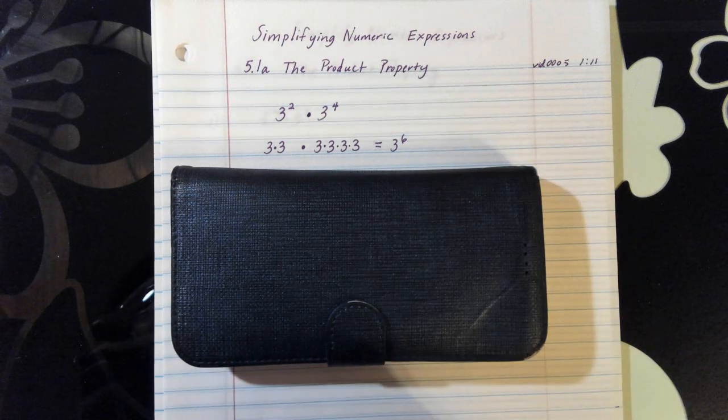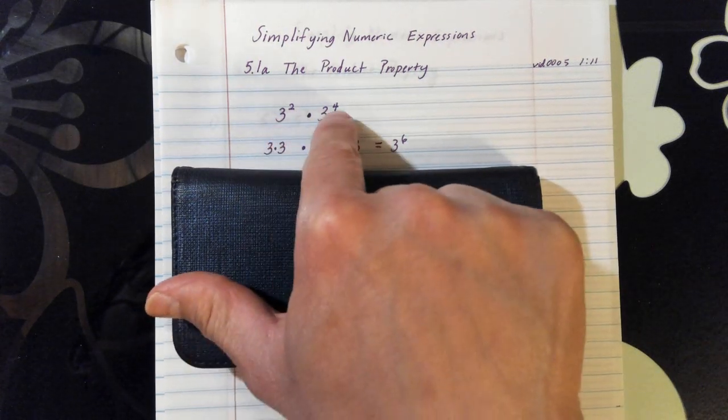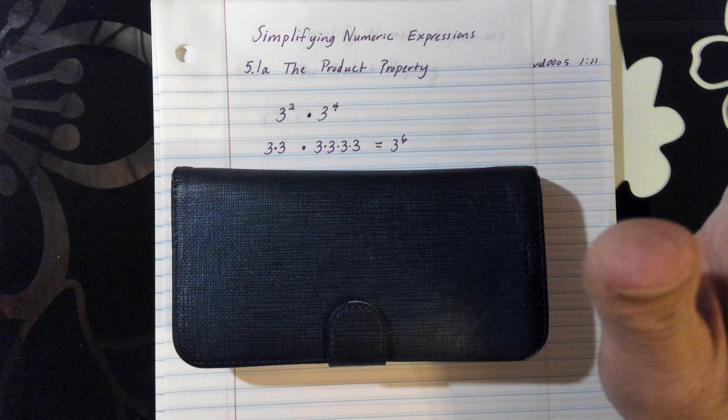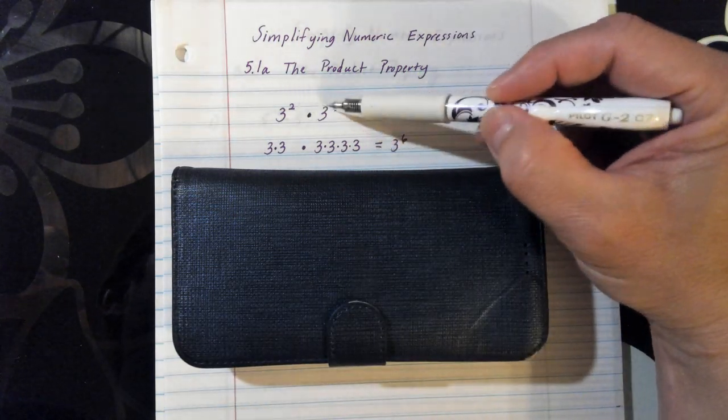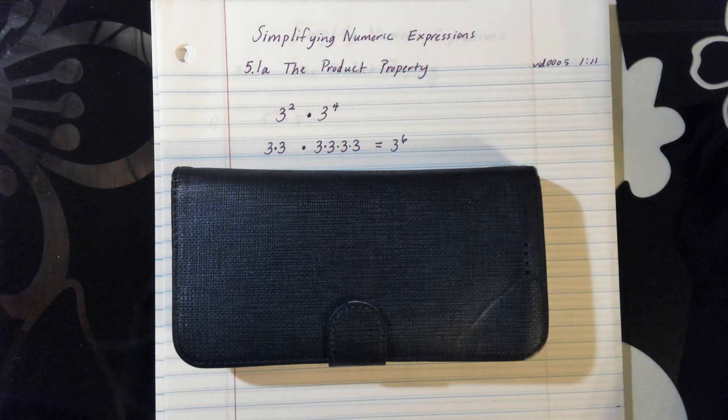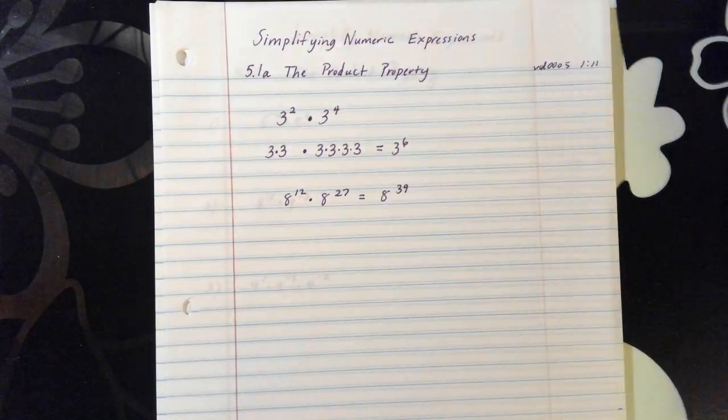Alright, 3 squared times 3 to the fourth. 2 factors of 3, 4 factors of 3, altogether 6 factors of 3. So the gist: add the exponents. That's what product property means. So here we go.